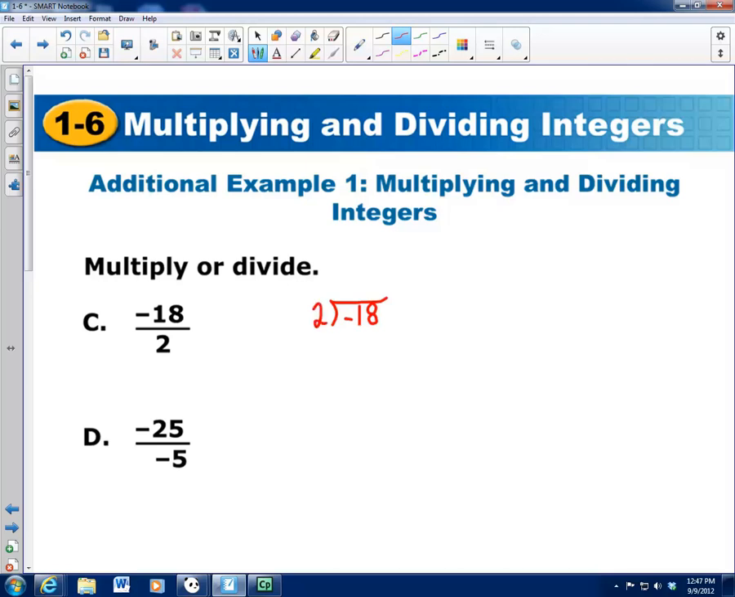We know that 18 divided by 2 is going to be 9. Now I need to go back and look. Are my signs the same or are they different? They're different, therefore my answer has to be negative. So my answer is -9.